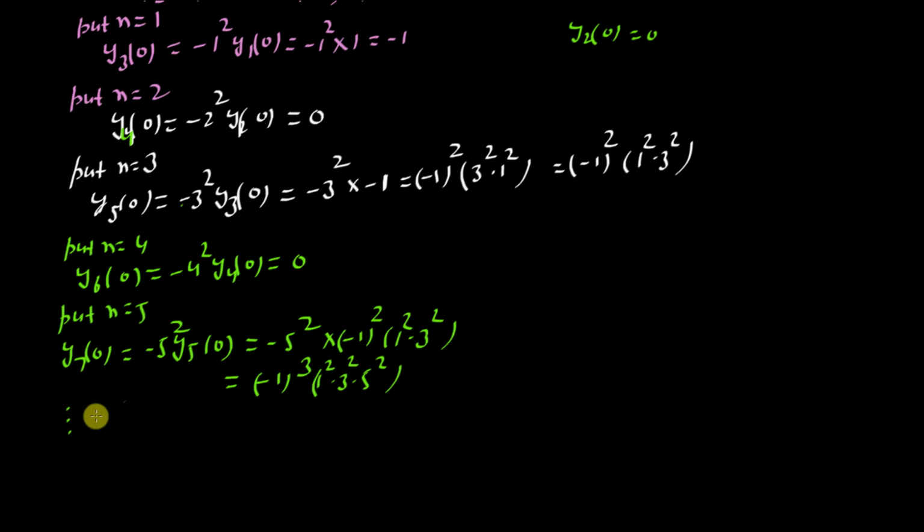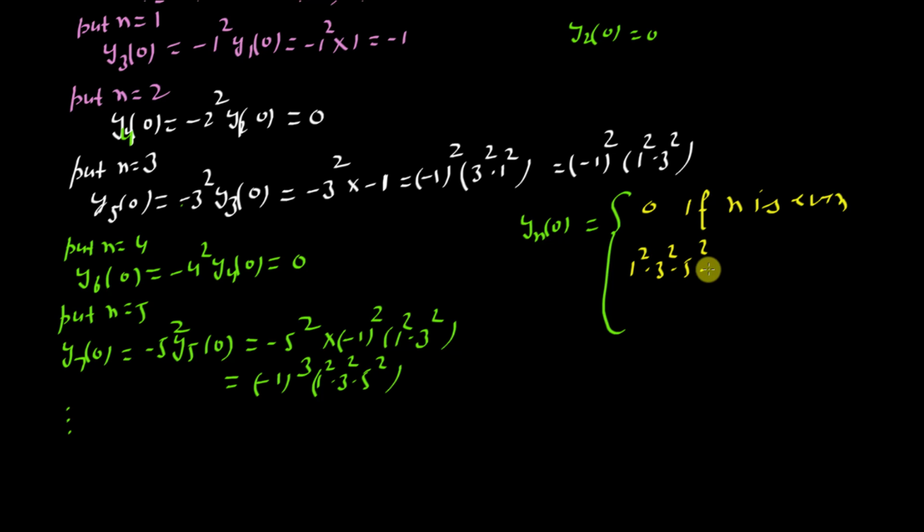Fine. So whenever here will be yn 0, this will be 0 if n is even, and this will be 1 square 3 square 5 square up to n minus 2, 2 less, 1 square 3 square 5 square and so on up to n minus 2 square.